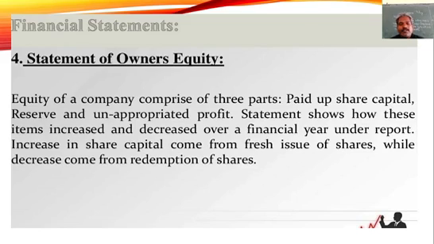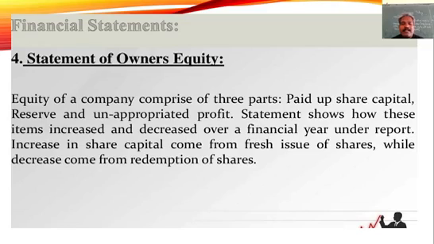Then the fourth statement is the statement of owner's equity. The equity of the company comprises three parts: paid up share capital, reserves, and unappropriated profits. First paid up share capital, then reserves and surplus, then third unappropriated profits. The statement shows how these items increased and decreased over the financial year under report. An increase in share capital comes from a fresh issue of shares, while a decrease comes from redemption of shares.